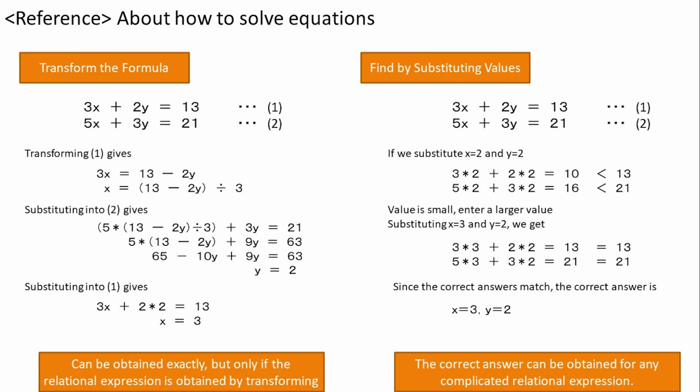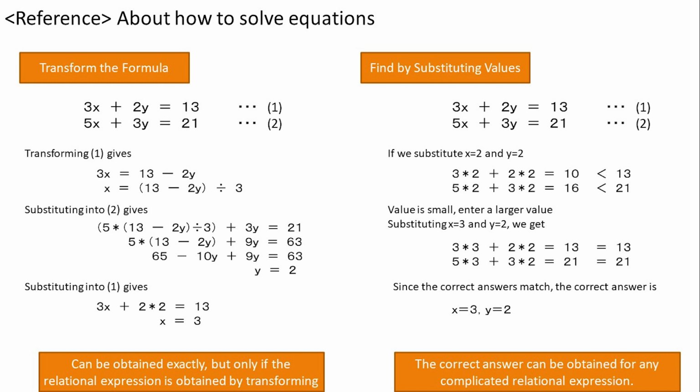Move on. Before using the gradient descent method, let's check how to solve the equation. I think it can be broadly classified into these 2 categories. One way is to transform the formula to find the answer. It will be the method on the left side of the slide, and you will be able to find the correct answer, but only if you can find the equation by transforming it. Another method is to find the answer by substituting temporary values, like the method on the right.